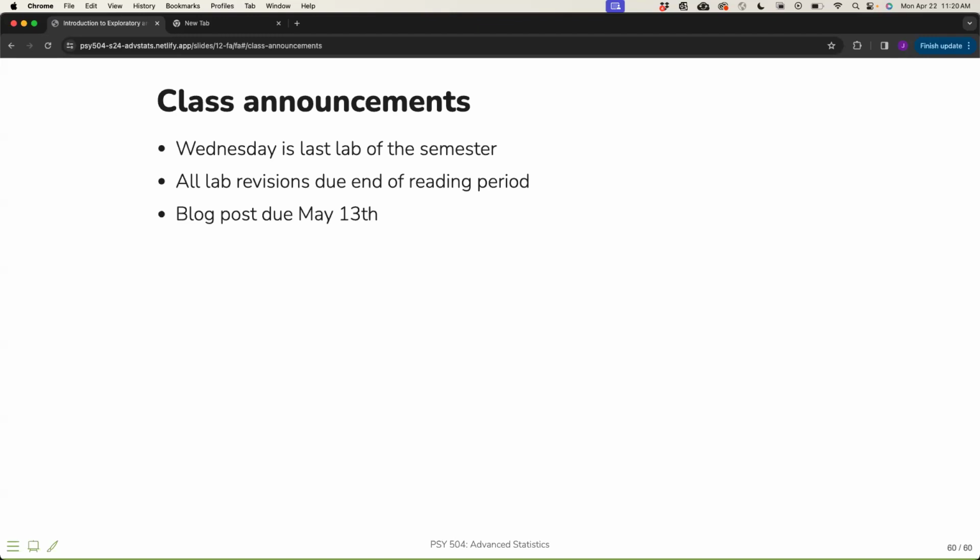Just as an announcement, all lab revisions are going to be due at the end of reading period. This requires you to comment on my comments from your labs and then resubmit them. If you haven't done that, try to get those to me by the end of reading period. What's the date for the end of reading period? It's technically Tuesday the 7th, I was just Googling it. So the 7th or the 5th of May, just try to get the comments to me and resubmit the labs. I think most of you have been keeping up with that, so it shouldn't be too much extra.